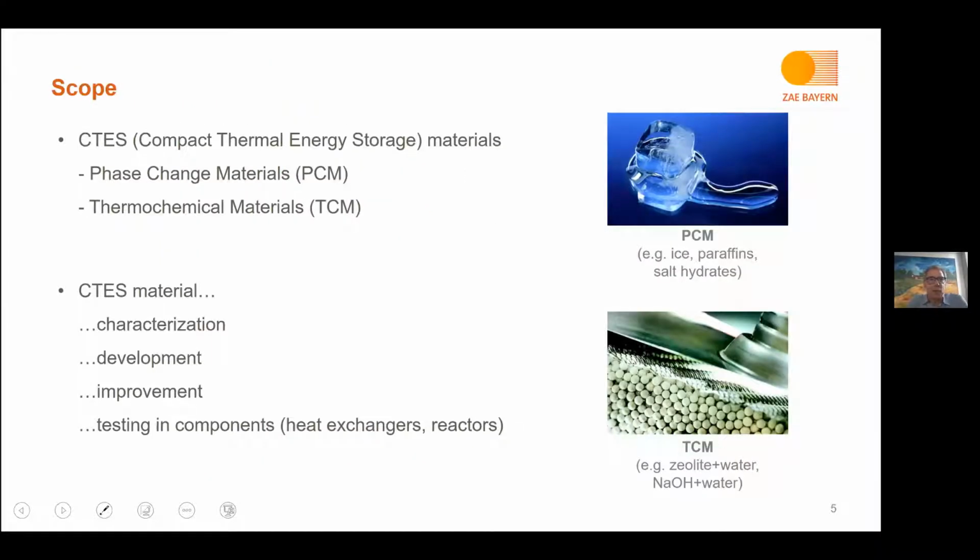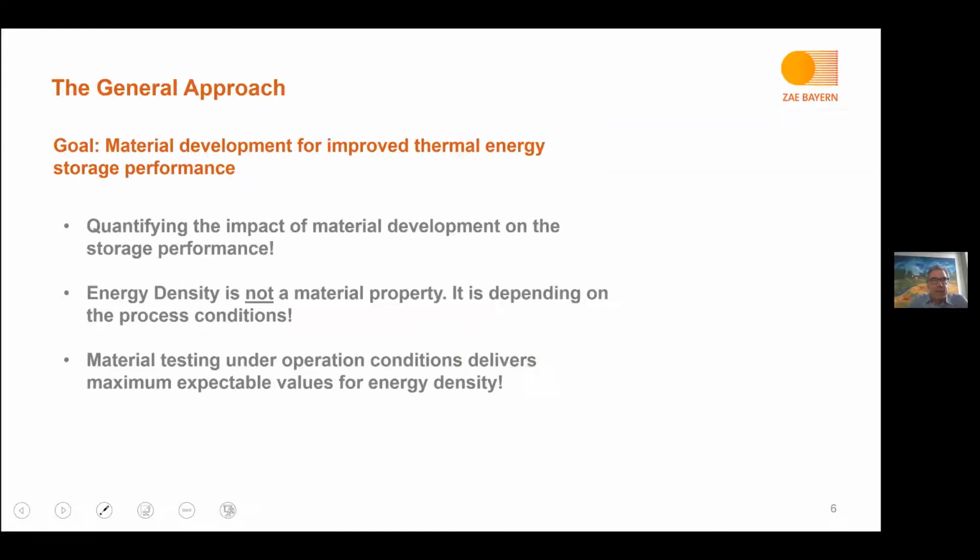What we want to do with these compact thermal energy storage materials, we want to characterize them, we want to develop new, better materials, we want to have an improvement, and finally, we want to test them within an actual component, for example, a heat exchanger or a reactor, something like that. So the general approach is material development for improved thermal energy storage performance. That means we have to quantify the impact of material development on the actual storage performance.